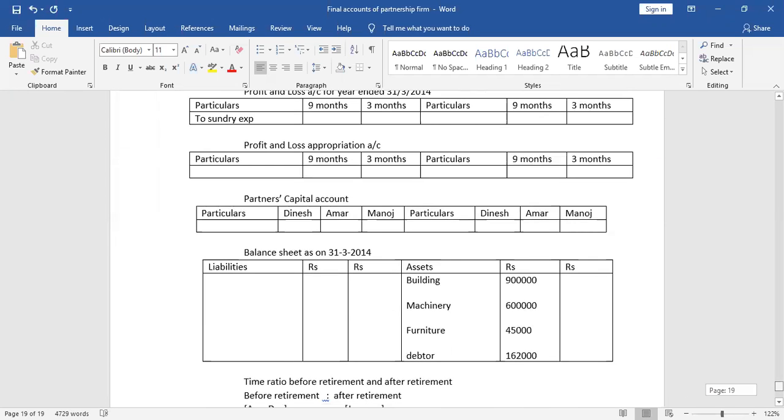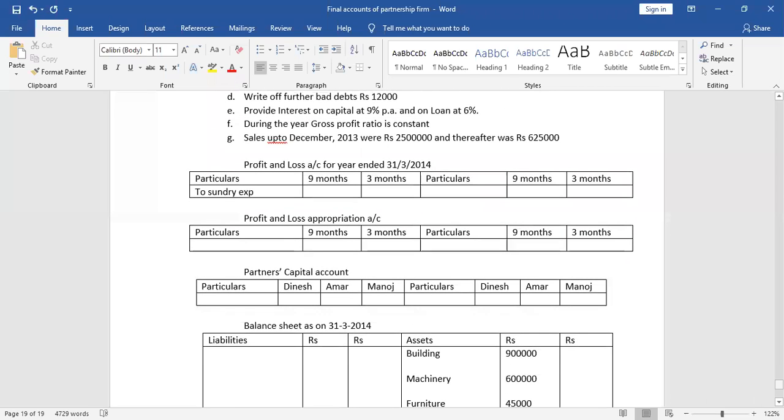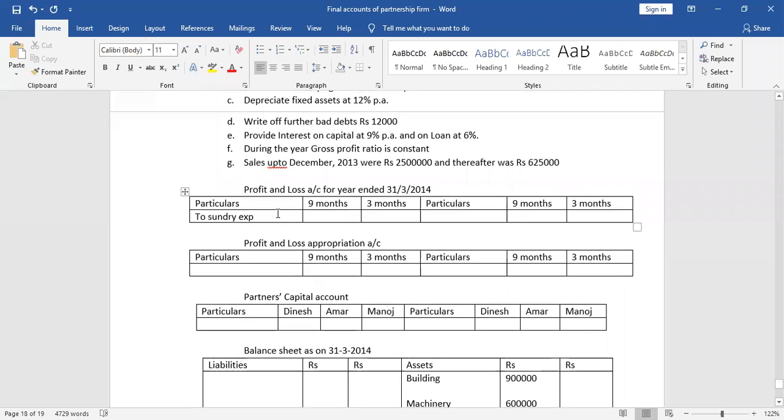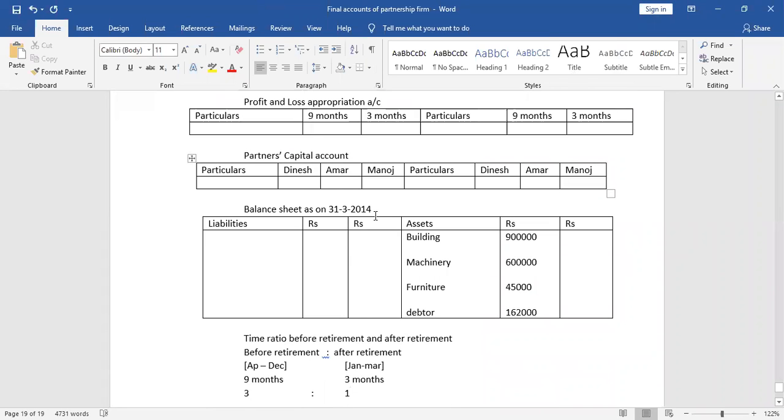So sundry expense को ये रेशो में डिवाइड करो 3:1 में. How much is the amount of sundry expense? It is 42,000. So 42,000 into 3/4 and 42,000 into 1/4. Give the answer, how much this should come? What is the answer? 31,500 and 10,500. How did you get this answer?